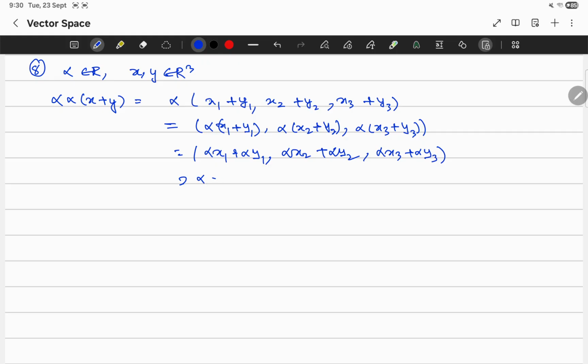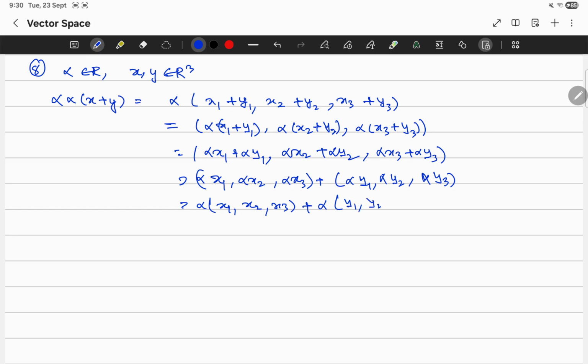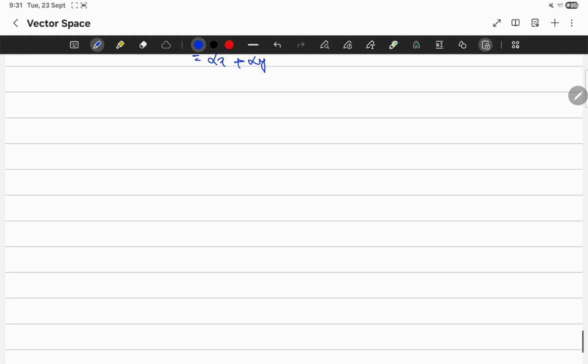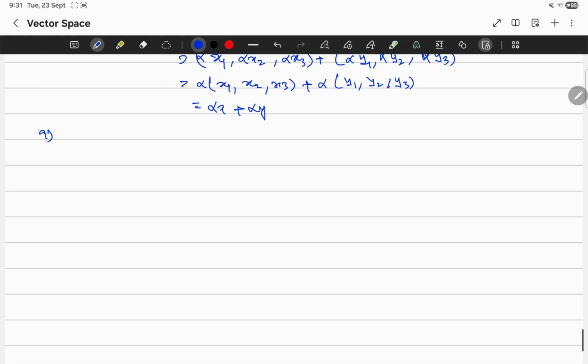So it is nothing but (alpha x1, alpha x2, alpha x3) plus (alpha y1, alpha y2, alpha y3). That is nothing but alpha times (x1, x2, x3) plus alpha times (y1, y2, y3). That's nothing but alpha x plus alpha y. That's our eighth property. The ninth property is the same.